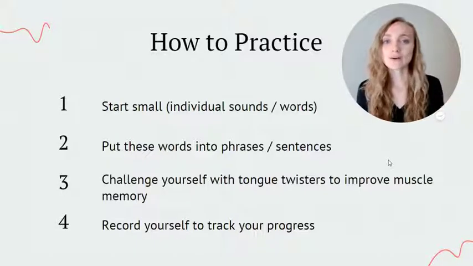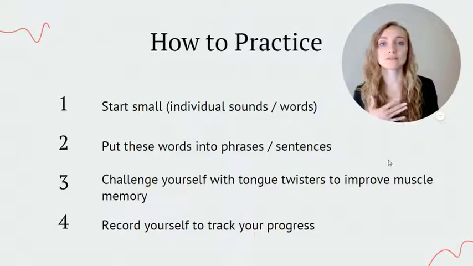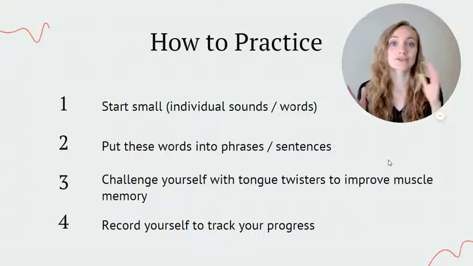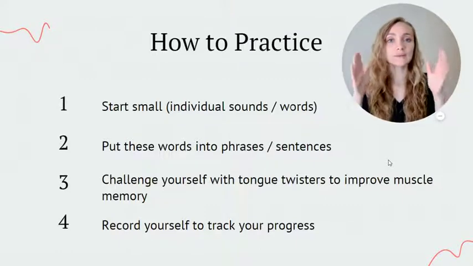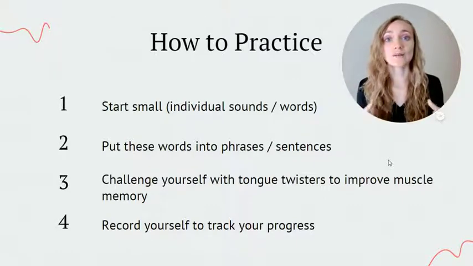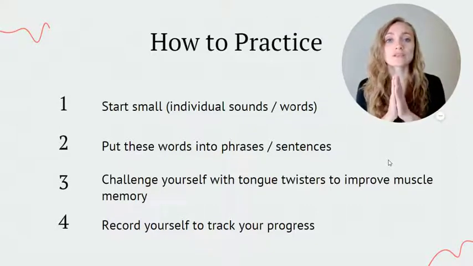So now, how to practice moving forward. We have some tips, we have some tricks, we know the sounds, we know the difficulties, we know the similarities. We learned unvoiced versus voiced sounds. So how do we start to practice all of this? In the PDFs and with the audios that come with it, you'll hear my voice and be able to practice with me. We're always going to start small.